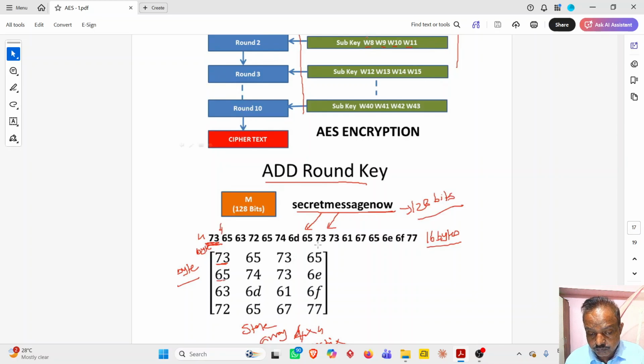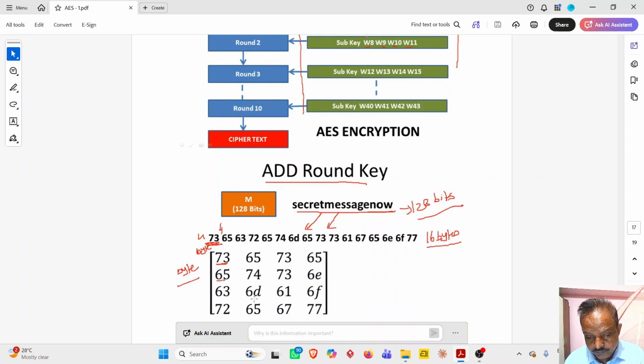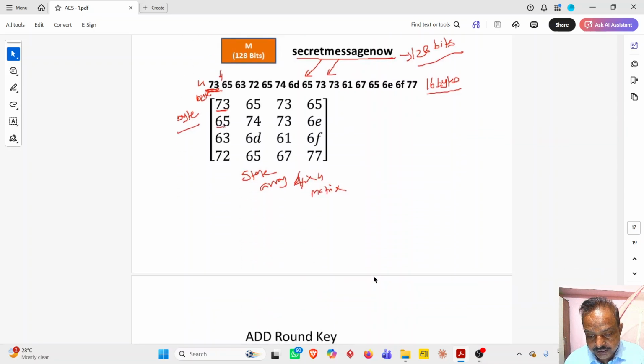This hexadecimal representation that we get, I convert to a block, because this is working as a block cipher. So 73, the first 4 converted to one column, which I called W0 or whatever. 73, next 65, next 63, 72. So my message or data to be encrypted is there.